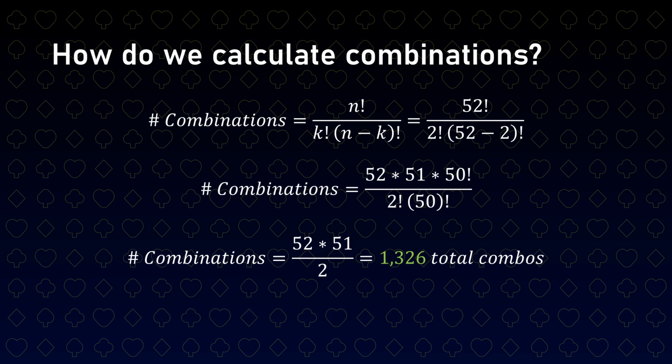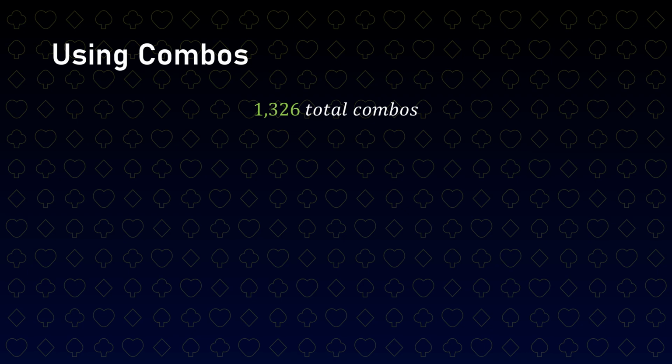This leaves us with 52 multiplied by 51 divided by 2 for a total of 1,326 combinations. This means that there are 1,326 unique starting hands that we can be dealt. So, the odds of being dealt the ace of hearts and the ace of spades specifically is 1 in 1,326, or 0.08%.